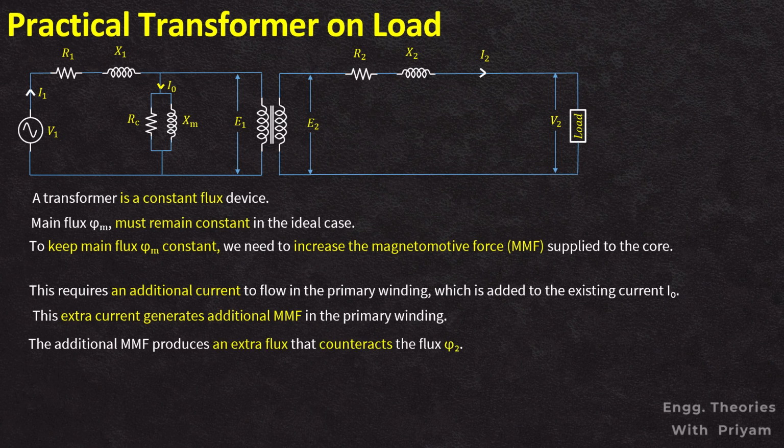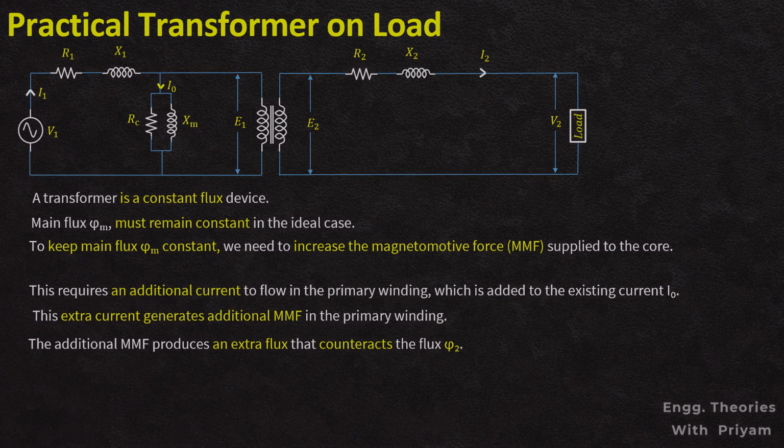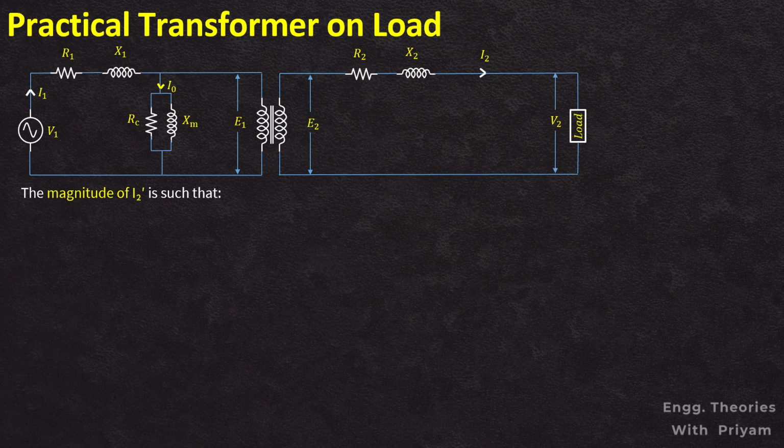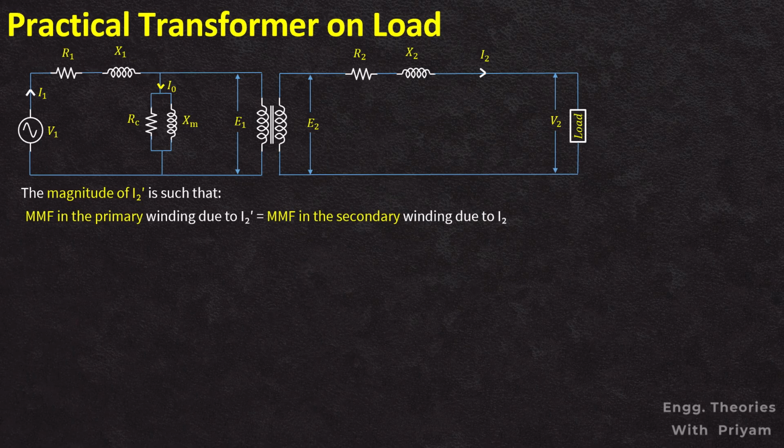This additional MMF produces an extra flux that counteracts the flux generated in the secondary winding due to the secondary current I2, and the flux generated is phi 2. Let's denote this extra current in the primary winding as I2 prime. The magnitude of this I2 prime is such that MMF in the primary winding due to I2 prime is equal to MMF in the secondary winding due to I2.